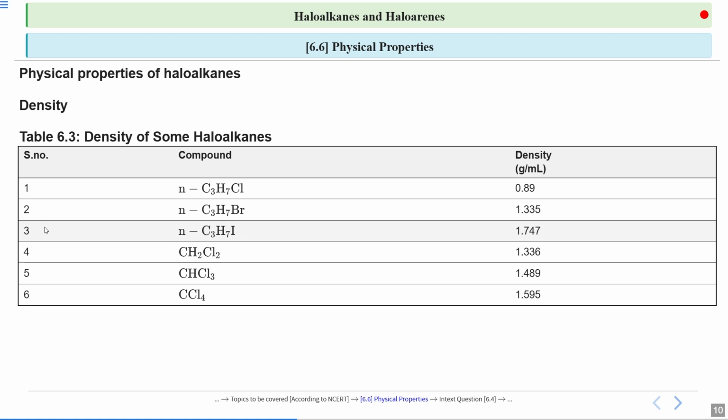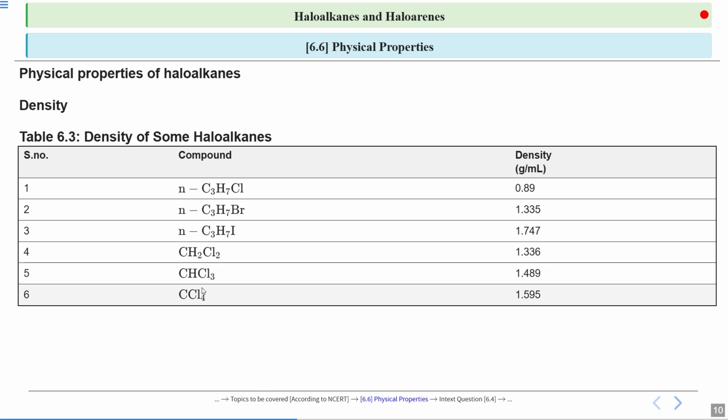So in the 1st, 2nd and 3rd compound, the alkyl group is the same, but only we are changing the halogen. From the lower atomic mass to the higher members, we are attaching with the same alkyl group. So its density is affected. It is increasing. As the halogen atomic mass is increasing, the density is increasing from 0.89 to 1.335 to 1.747.